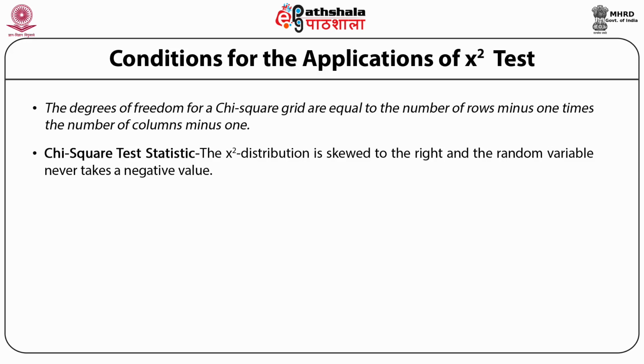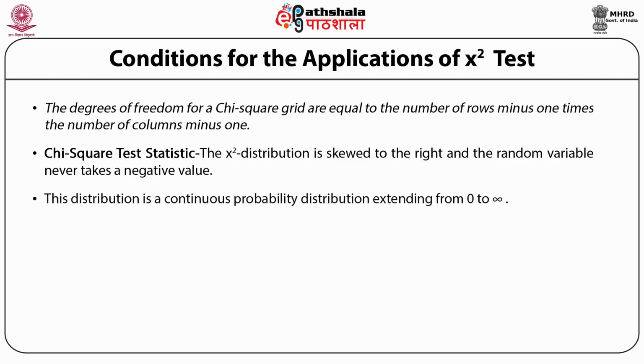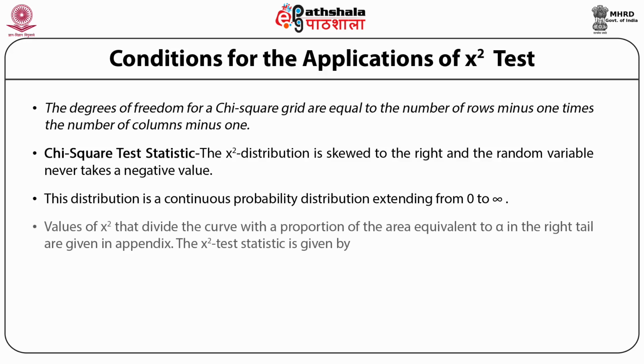The chi-square test statistic, what does it mean? A chi-square distribution is skewed to the right and the random variable never takes a negative value. Like the t and F distributions, the chi-square is also a function of its degrees of freedom. This distribution is a continuous probability distribution extending from 0 to infinity. Values of chi-square that divide the curve with a proportion of the area equivalent to alpha in the right tail are given in the appendix, which you can check out.